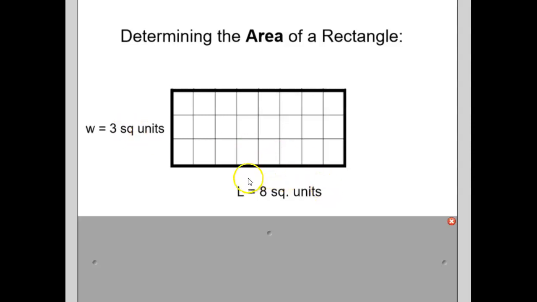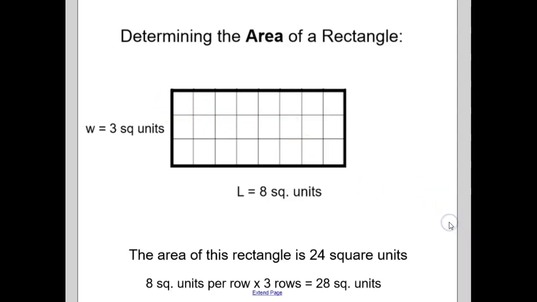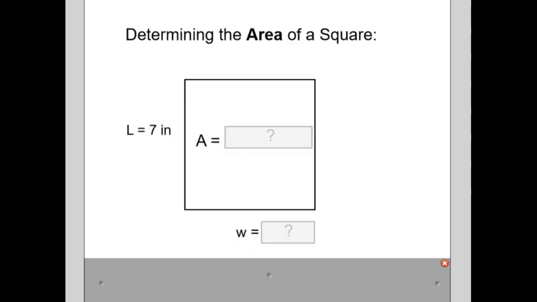First, you could have multiplied the length times the width. So you could have remembered, oh, I know 8 times 3 is 24. You can always check your answer by carefully counting the square units. The area of this rectangle is 24 square units. There are 8 square units per row times 3 rows, so that equals 24 total square units.